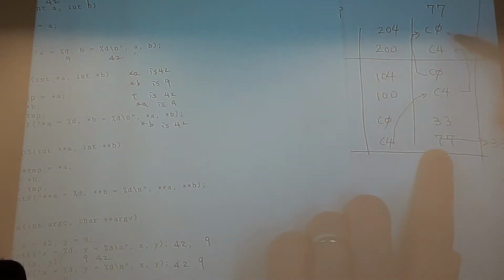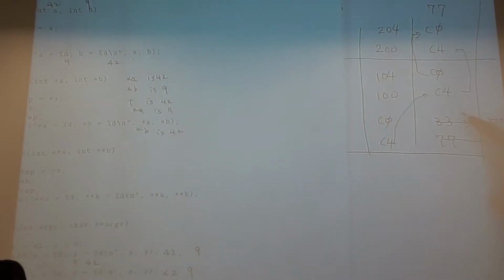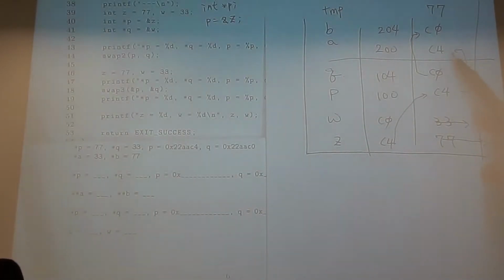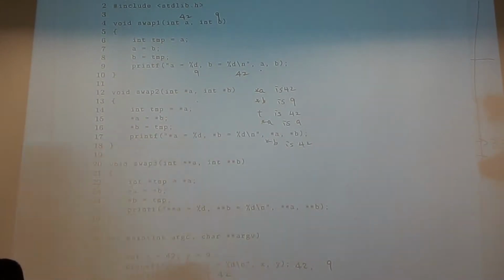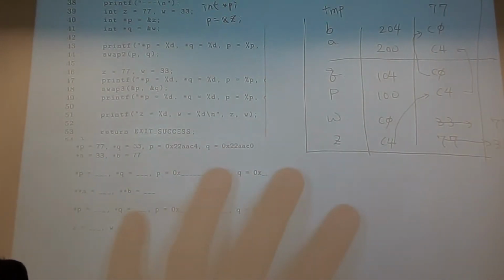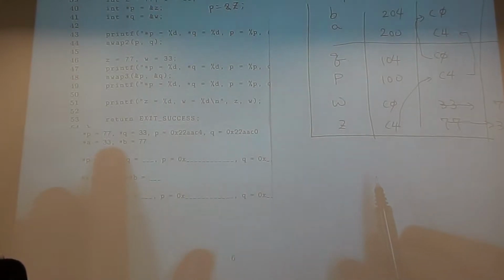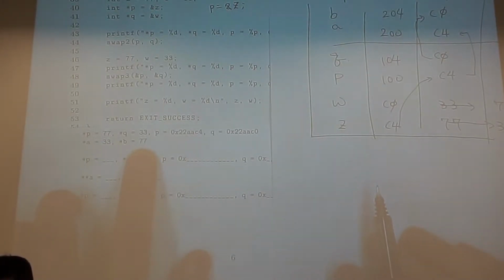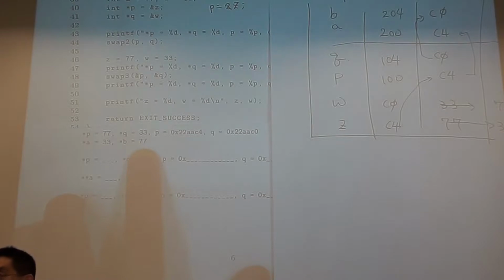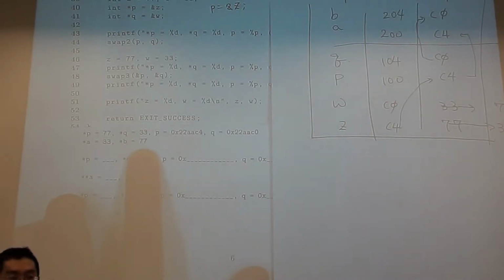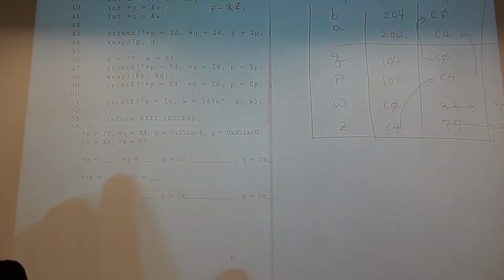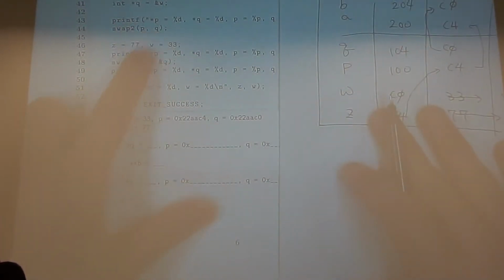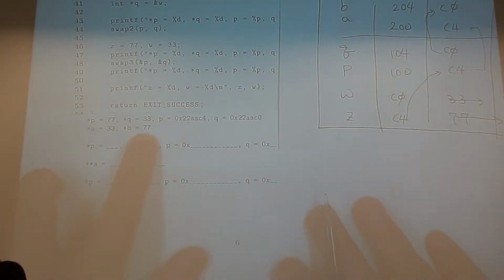And then the next line says star B is equal to temp. Star B, B's value is C0. I go to modify this one, becomes 77. So when I print inside the function, I print star A: A's value is C4, C4's value is 33. B's value is C0, star B's value is 77. Any question? Okay. So here I will print 33, 77.